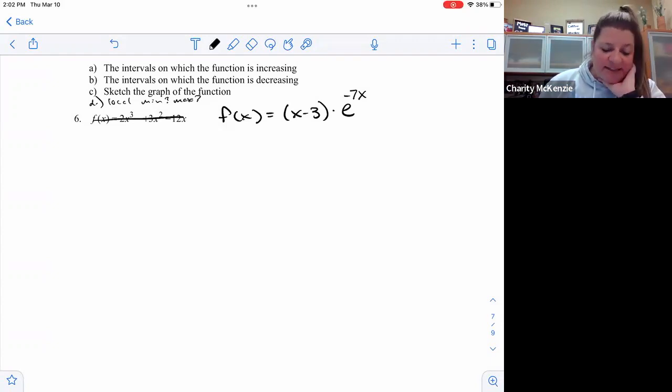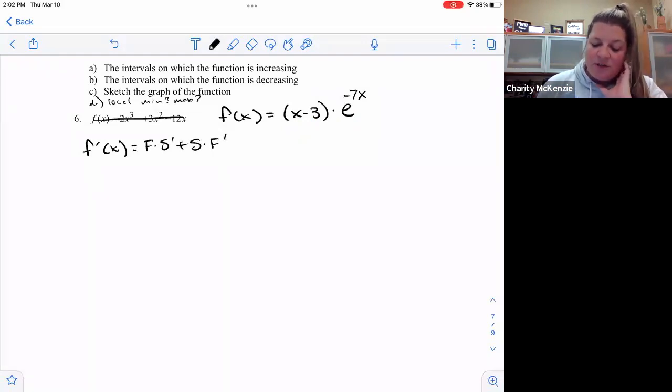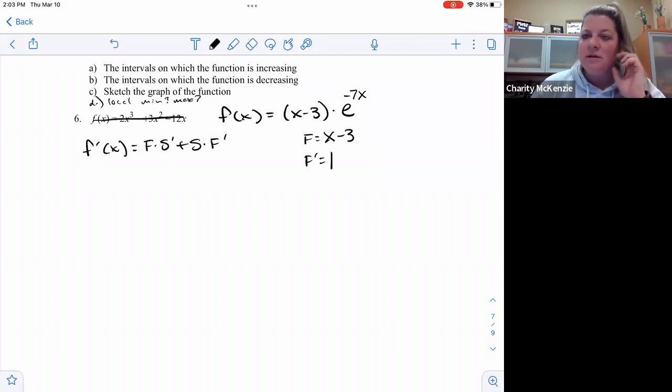So problem 6 has a function times a function. So what do we have to use to find the derivative? We have to use the product rule. Remember, the product rule says first times the derivative of the second plus the second times the derivative of the first. So the first function is x minus 3. What's the derivative of x minus 3? Just 1, right? Because the 3 drops off. We just have a 1 in front of the x.